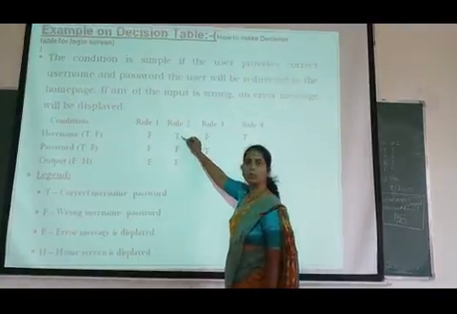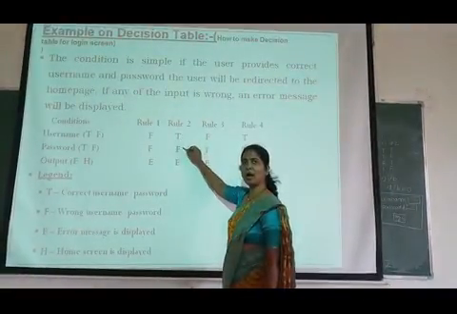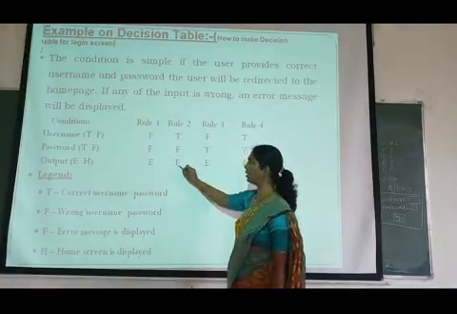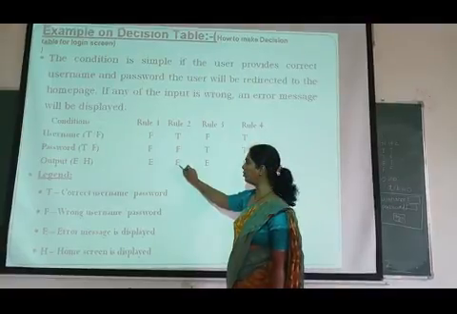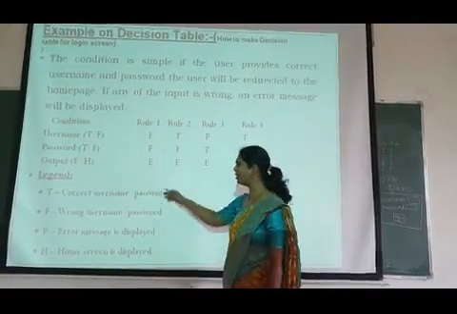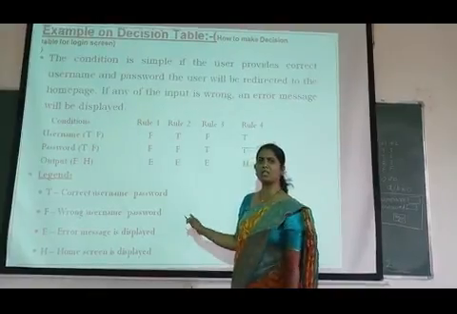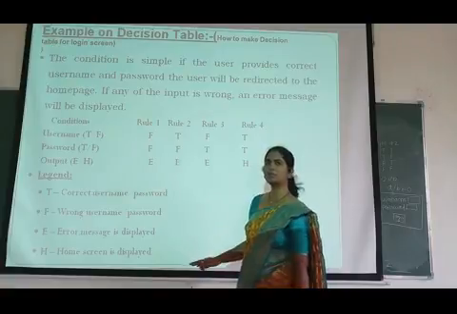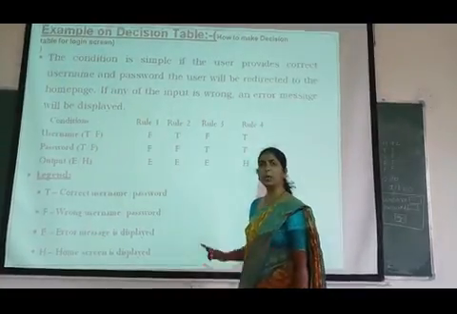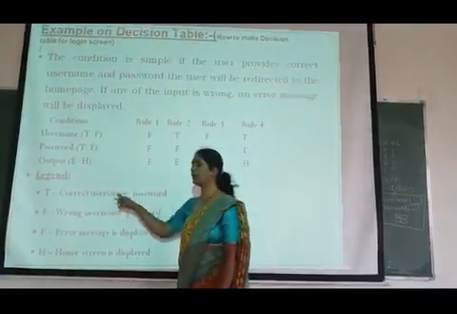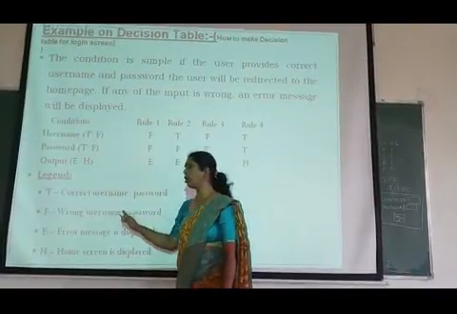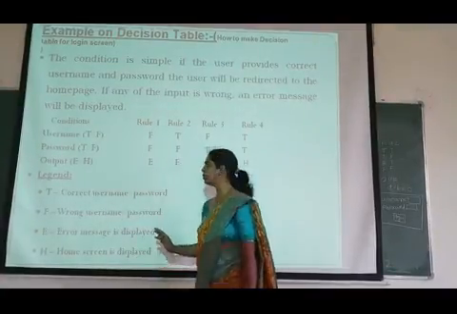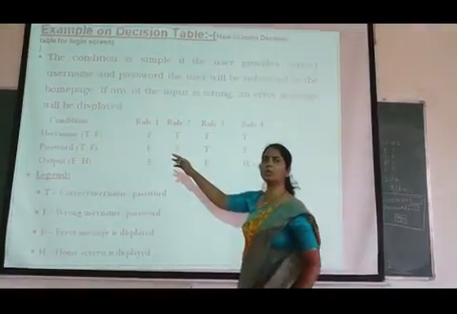So if the user has entered the correct username and the wrong, incorrect password, then again the error message will be displayed, because E is the error message. These are the legend. You need to understand T, F, E, H only, not more than that. T means the correct username and password. F means the wrong username or password. E means the error message, and H means the home page. This is rule 2, or combination 2.